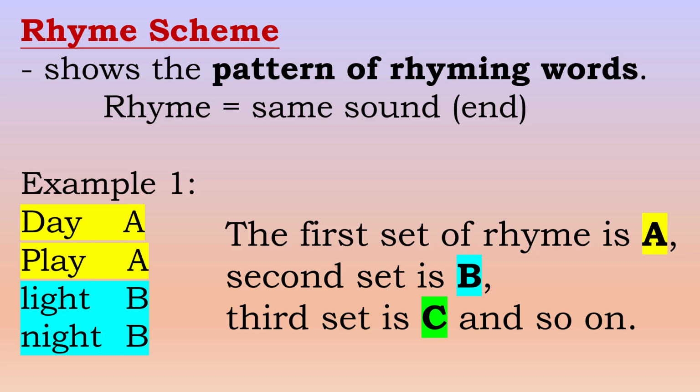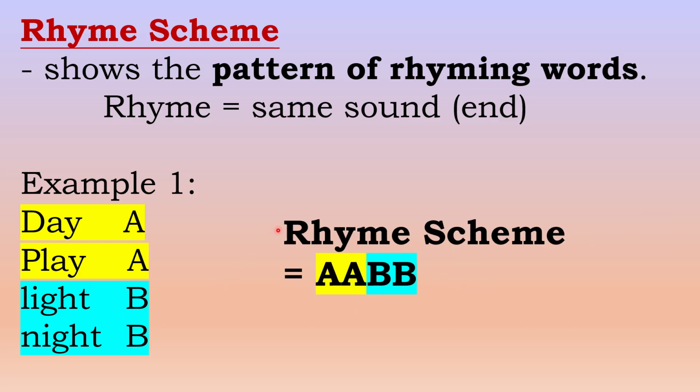Which will make us see that we have the pattern AABB. So the rhyme scheme of this set of rhyme is AABB. Now, for example, if you have a stanza whose first line ends with "you," the second line ends with "queue," the third line ends with "taboo," and the fourth line ends with "new." So all of them have the oo sound. That means we have a rhyme scheme of AAAA.